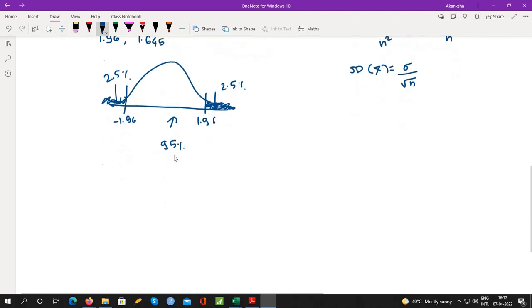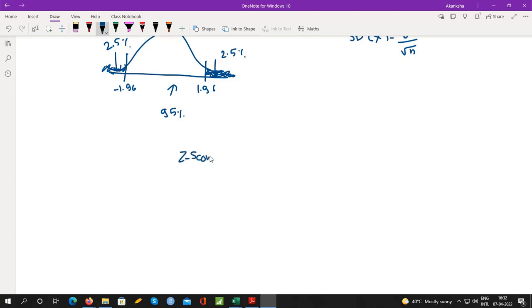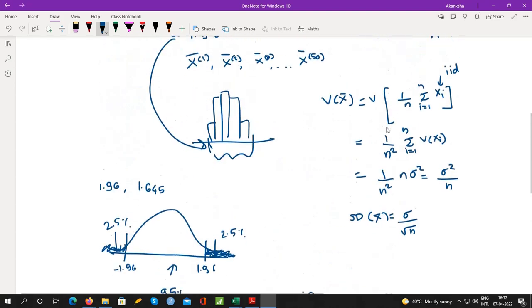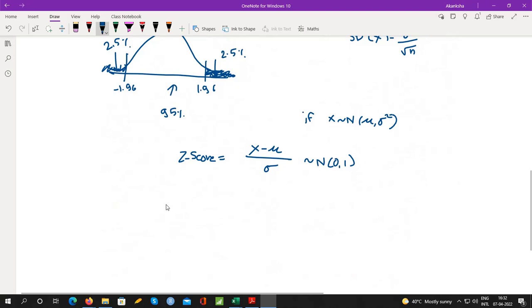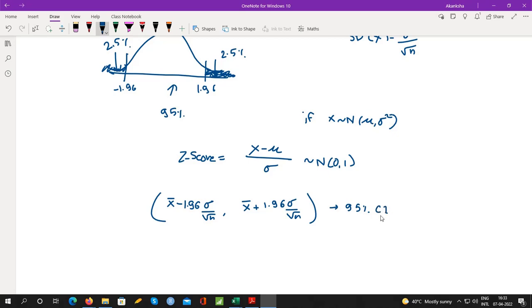Hence we use this 1.96, and we also saw z score last time. So we saw that x minus mu by sigma follows standard normal distribution if x follows normal mu sigma square. So here in this interval estimation we are going to use these results. So what we will say, x bar minus 1.96 sigma by root n to x bar plus 1.96 sigma by root n is my 95% confidence interval based on normal approximation.